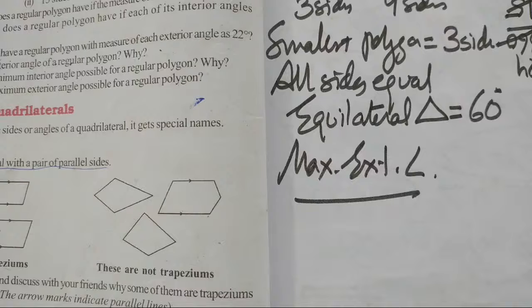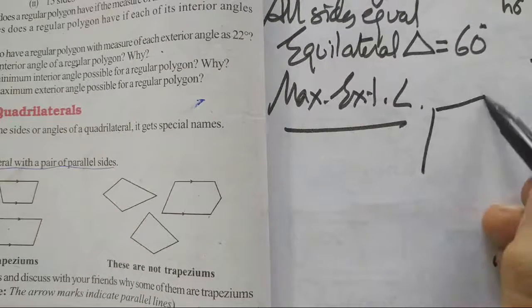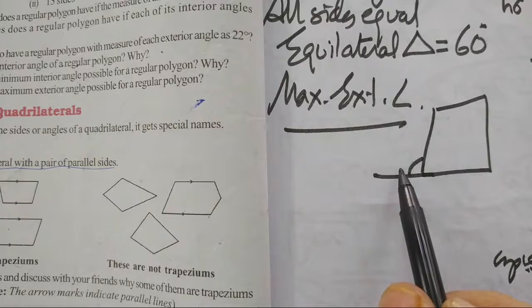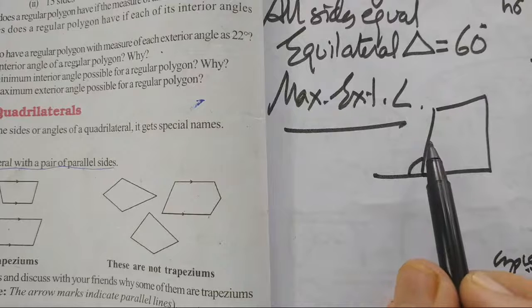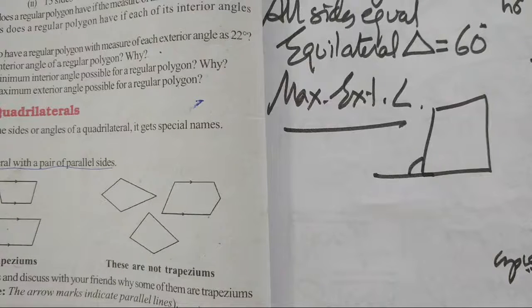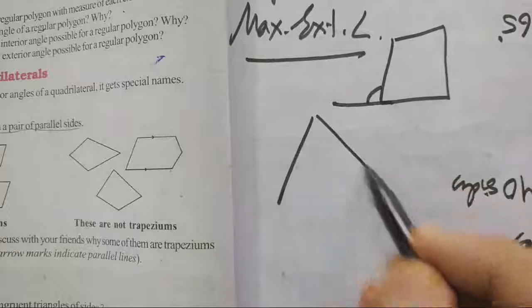So the maximum exterior angle will be... type if you know the answer. If there is a figure, then its outer angle can be 60, 120, 100. So what is the maximum angle possible in a regular polygon? Okay, why is it 120? Now just understand and then give the reason.